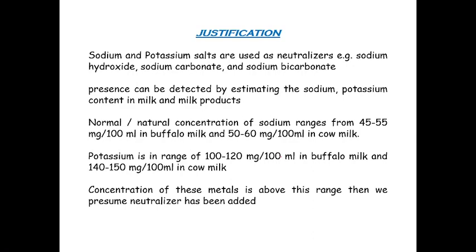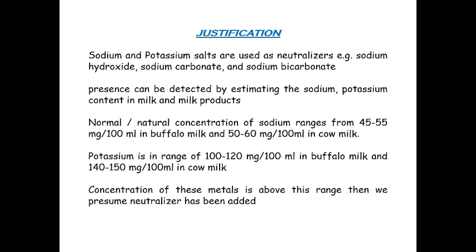So what is the significance? What is the main purpose of using the flame photometer? It is to detect adulteration by neutralizers, because neutralizer is added to milk to neutralize the acidity that has been produced in the milk. Commonly used neutralizers are sodium hydroxide, sodium carbonate, and sodium bicarbonate, and their presence can be detected by estimating sodium and potassium in milk and milk products.